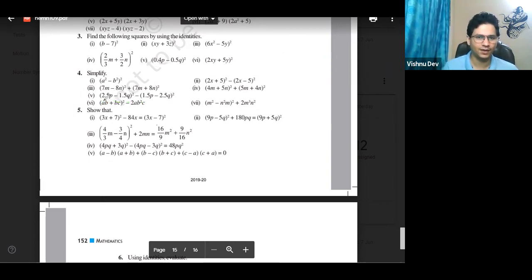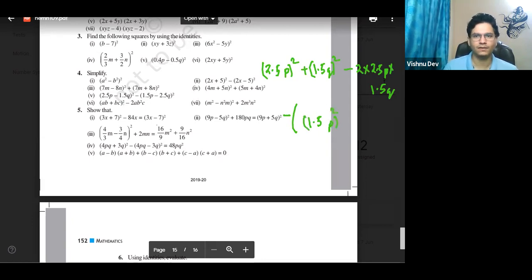Question is different, right? But the identity that we have to use is a minus b whole square. So let us see. So this is what? A minus b whole square, which is 2.5p minus 1.5q whole square, plus 1.5q whole square minus 2 into 2.5p into 1.5q. The expansion of the first term. Then again minus bracket, because this whole term will be in bracket, 1.5 what? P square.